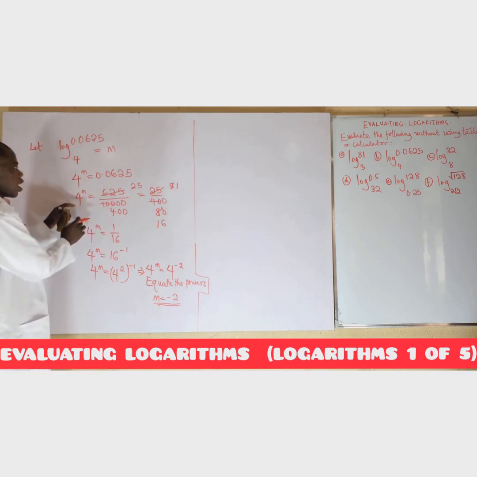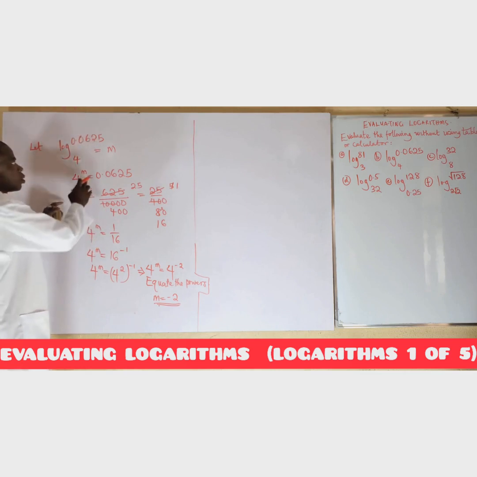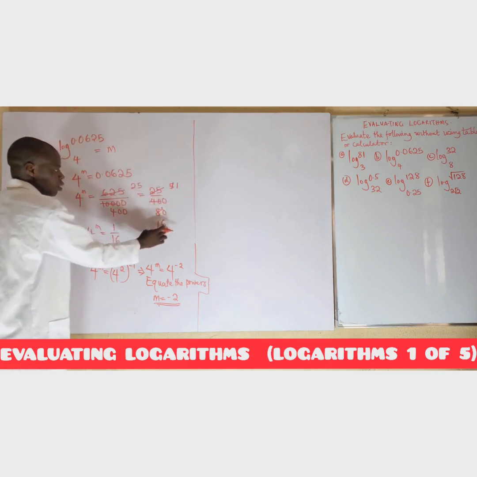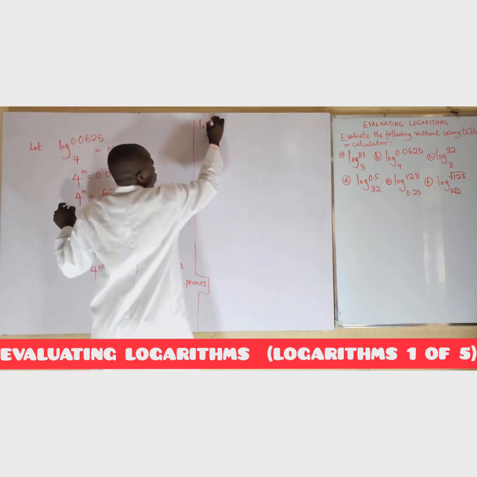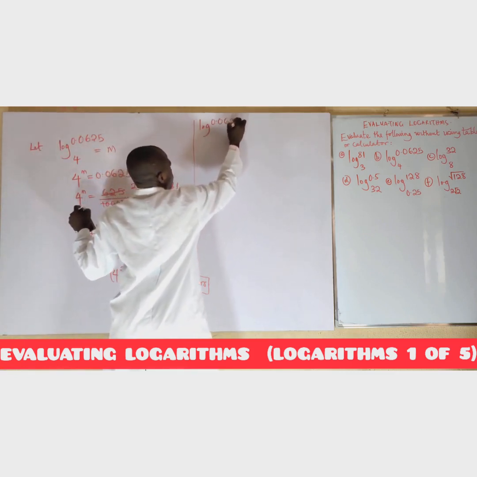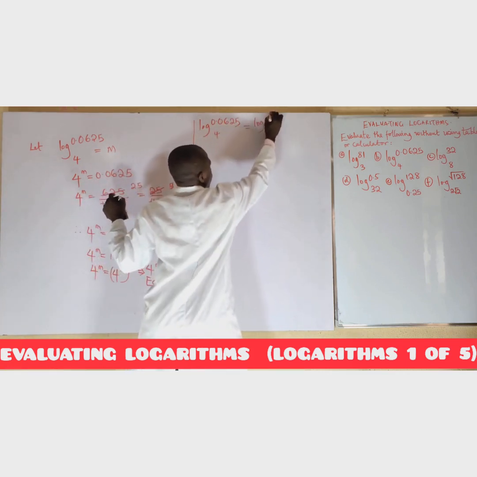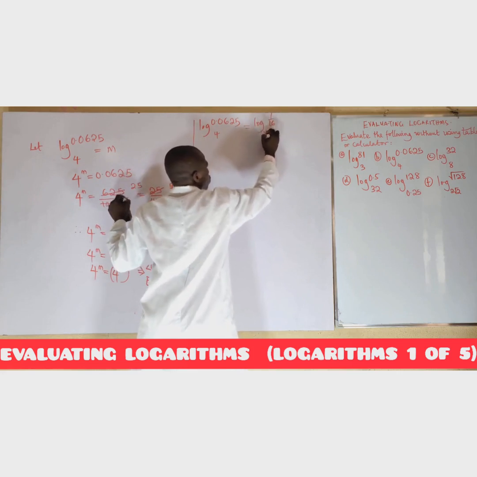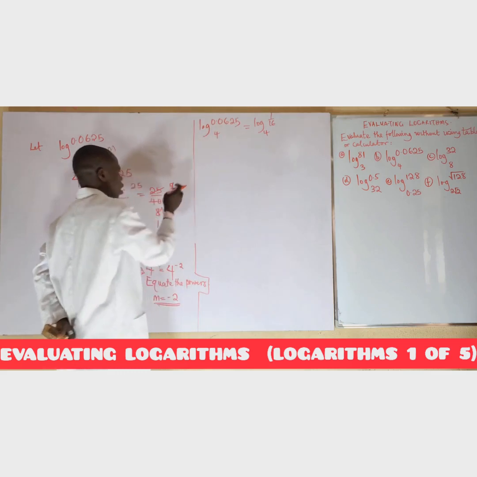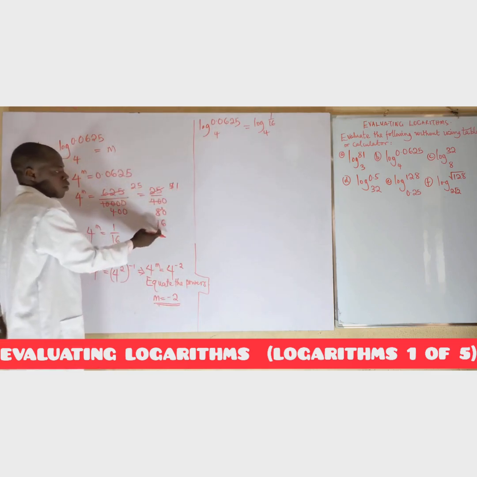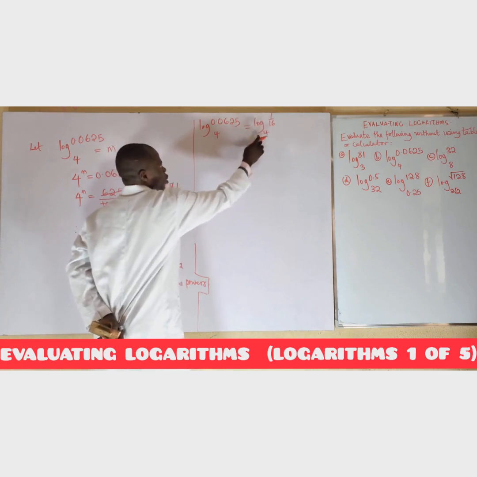That means you will see that 0.0625 has been solved to be 1 over 16. So we can rewrite this as log 0.0625 base 4 equal to log 1 over 16 base 4. Now, you can now have log 1 over 16 base 4.